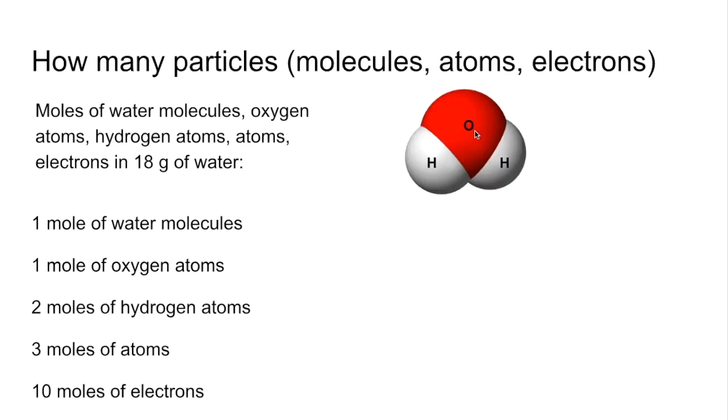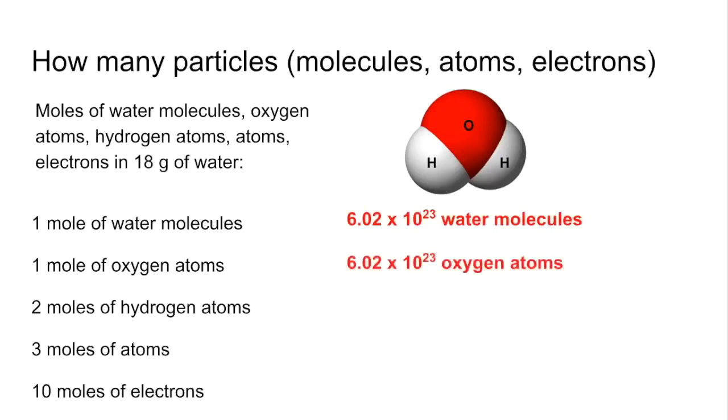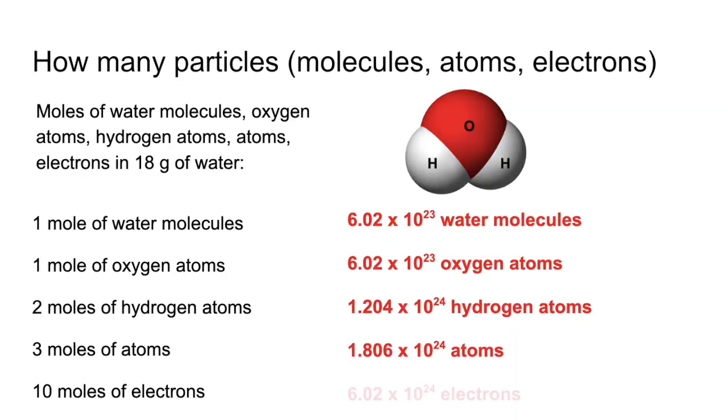So once you know the moles of things, you can turn that into a number, how many particles you've got, by simply multiplying by Avogadro's number. So a mole of water molecules is obviously Avogadro's number of water molecules, Avogadro's number of oxygen atoms, 2 times Avogadro's number of hydrogen atoms, 3 times Avogadro's number of total atoms, and 10 times Avogadro's number of electrons.